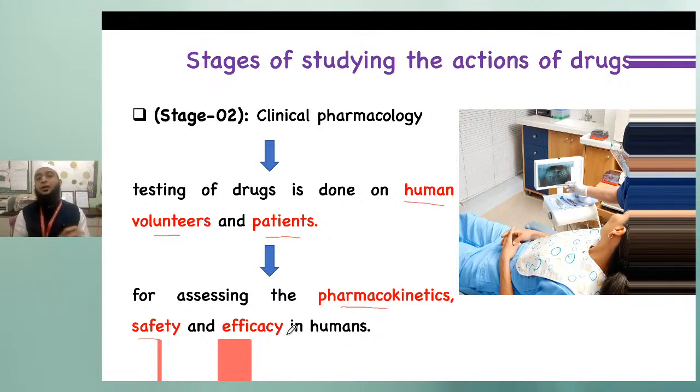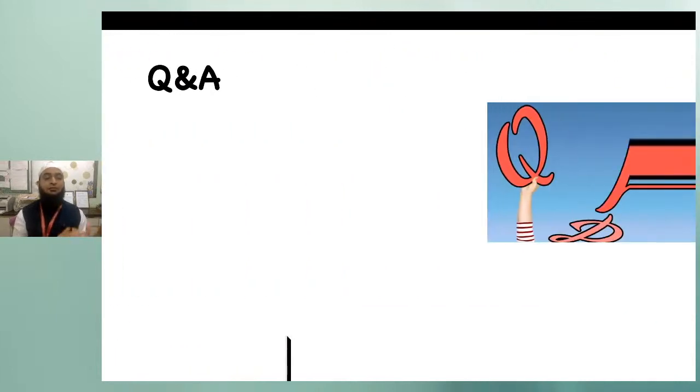So we have seen two stages of experimental pharmacology. The first stage is the preclinical stage. The second stage is clinical pharmacology, where you are giving the drug to human volunteers and patients. So I am done with my first part.